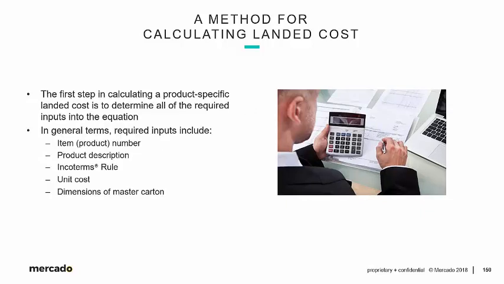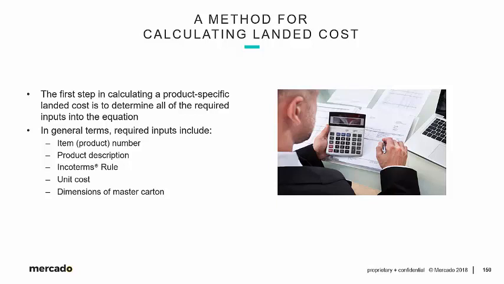As we saw previously, the first step in calculating a product-specific landed cost is to determine all of the required inputs into the equation. Remember, if we want an accurate output, a landed cost for a specific item, we have to be as granular and as accurate as we can with the inputs. To summarize, in general terms, required inputs include the item or product number. We have to know what we're dealing in. The item number for the 19-inch flat screen TV, as we saw. The item number, if we recall, was DLG.